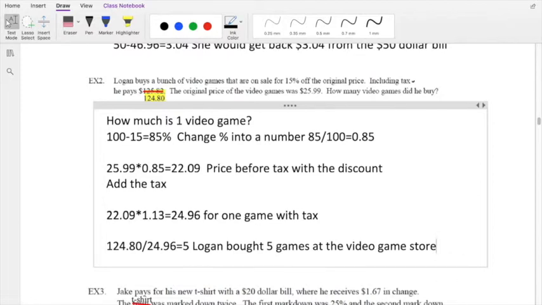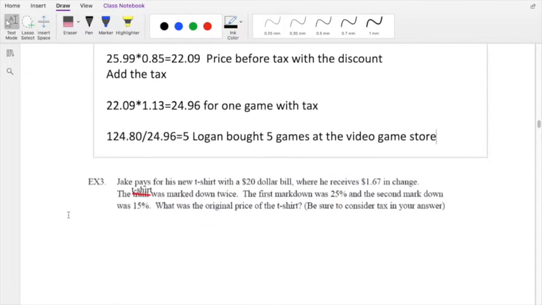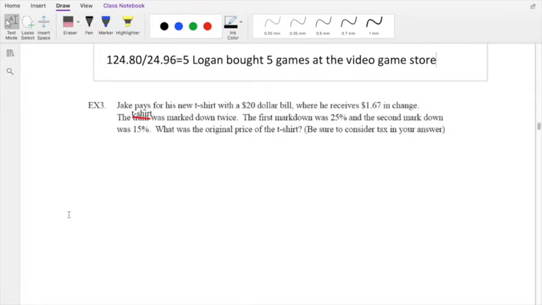So this next question is one of my favorite. It's a little tough, but once you look at it, it kind of makes sense with what we're doing here. So Jake pays for a new t-shirt with a $20 bill, and he receives $1.67 in change. Okay, so how much did Jake pay?